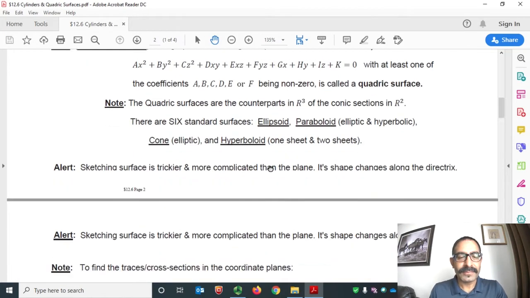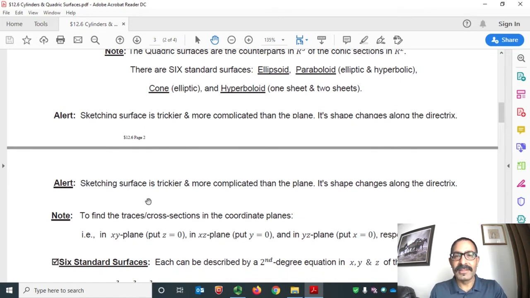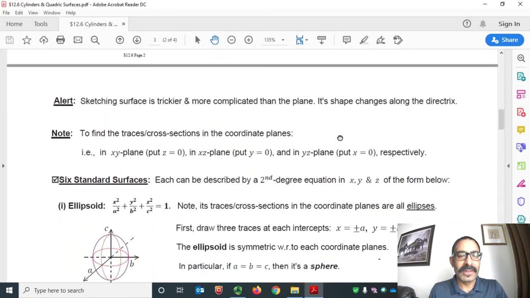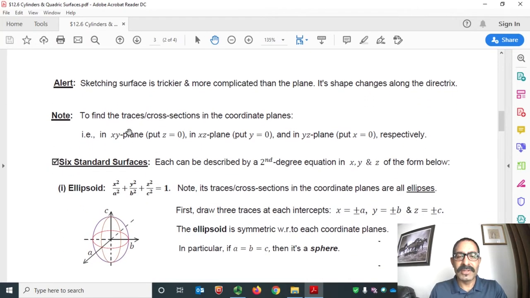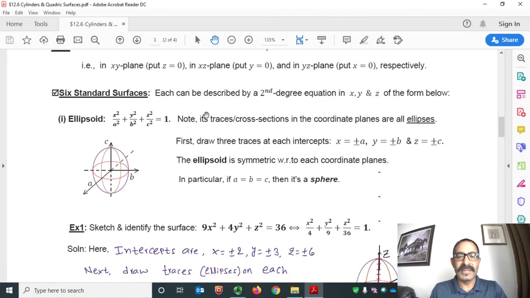Quick alert, sketching a surface is way trickier and more complicated than a plane. Its shape changes along the directrix. Note, to find the traces in the coordinate planes, that is, in the xy plane put z equals 0, in the xz plane put y equals 0, and in the yz plane put x equals 0 respectively. So the 6 standard surfaces can each be described by a second degree equation of the form below.